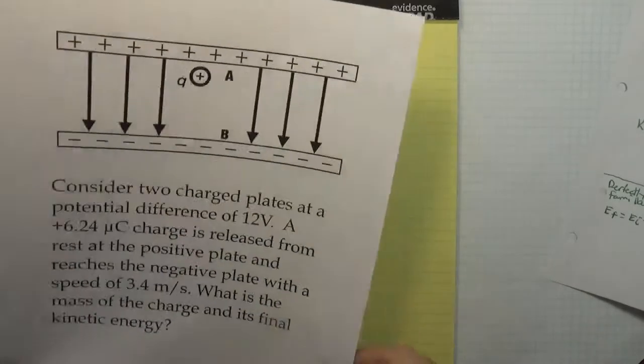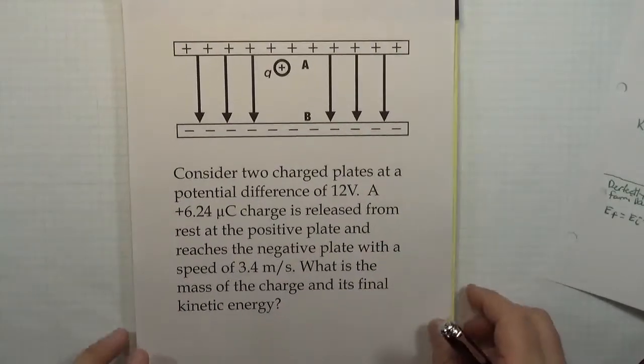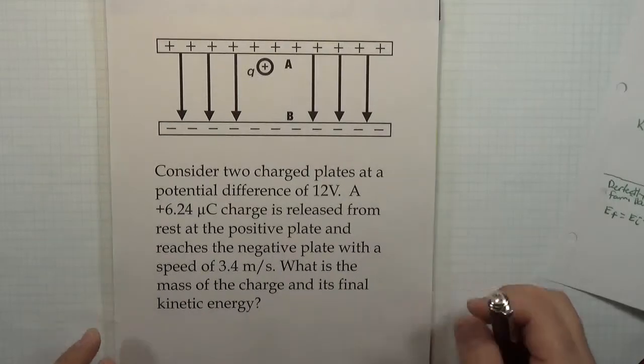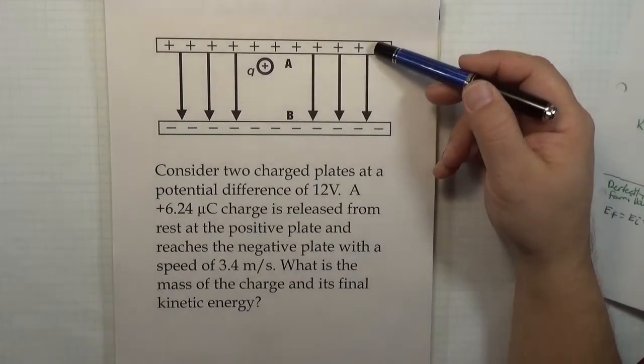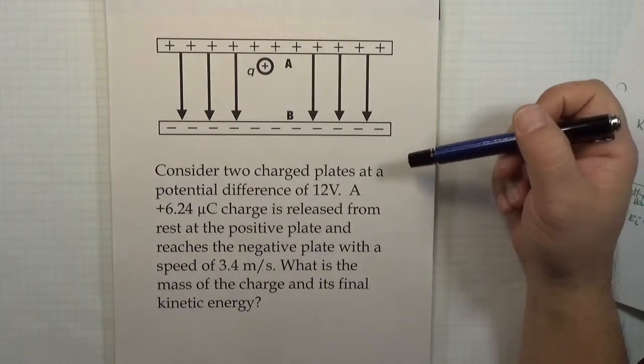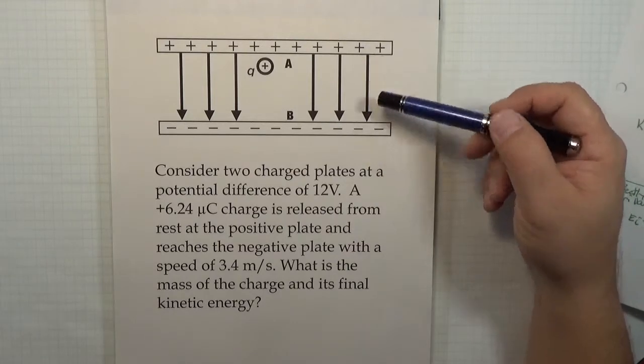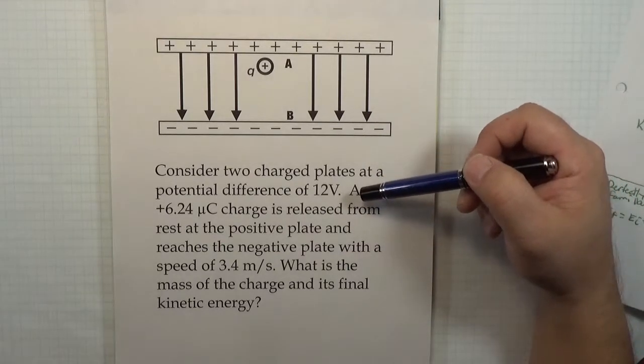Okay, let's do a problem together about how to use potential and electric problems to study energy and dynamics of particles that are moving. So here's a classic example of a system that we've seen many times at this point. We're looking at a uniform electric field between two charged plates. And what I want to do is imagine two plates where the potential difference is 12 volts.